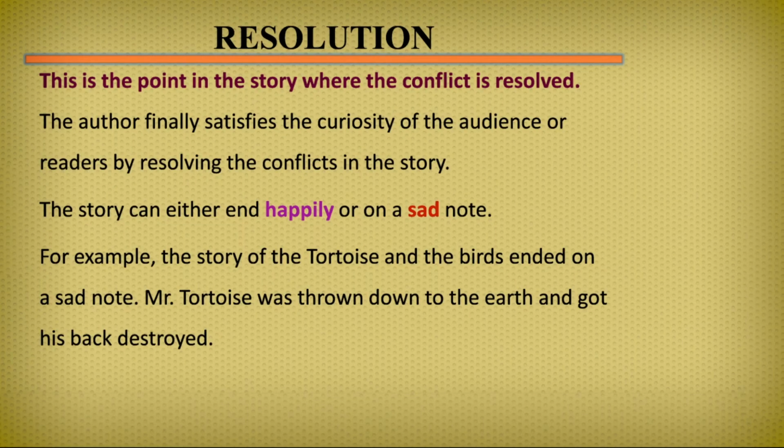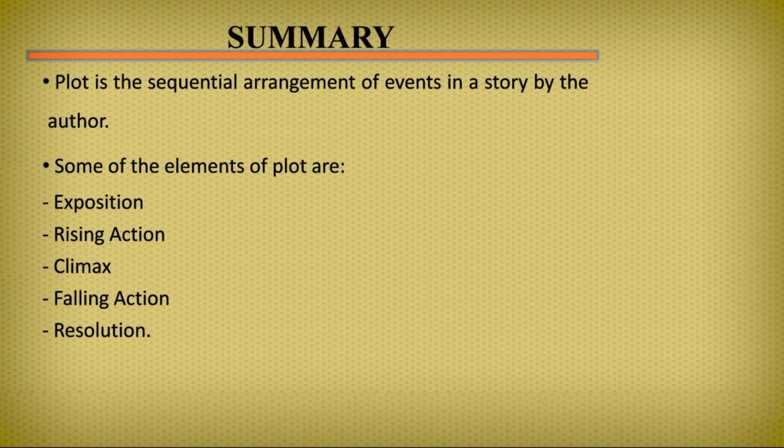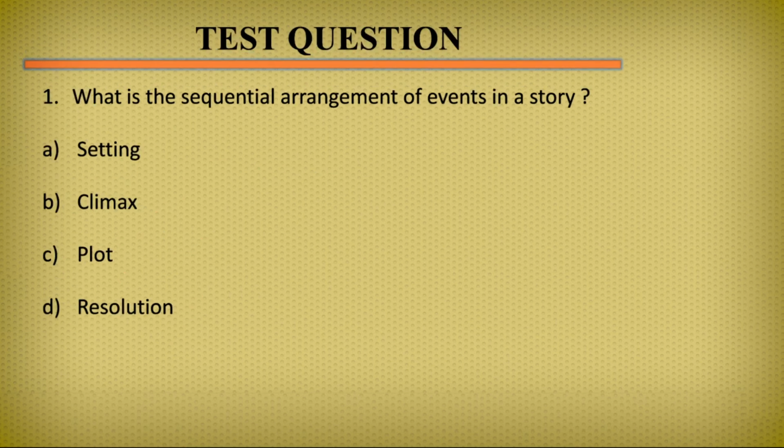That's all for now, but before we go, let's take a quick summary of all we've learned so far. We've learned that plot is the sequential arrangement of events in a story by the author. We've also learned that some of the elements of plot are exposition, rising action, climax, falling action, and resolution. Let's test ourselves to know how much we've learned so far.